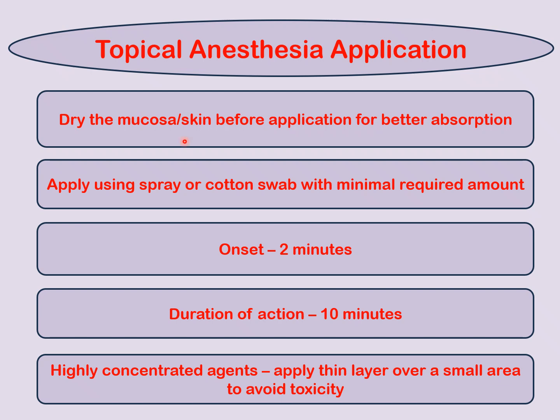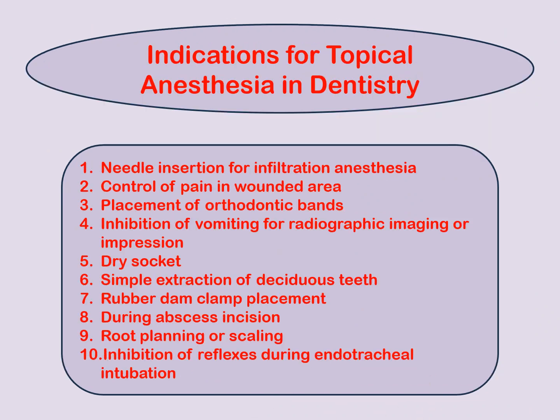So coming to how to apply topical anesthesia. Firstly, dry the mucosa or skin before application for better absorption. Apply using spray or cotton swab with minimal required amount. The usual onset time is around 2 minutes and duration of action is 10 minutes. So if the topical anesthesia is highly concentrated, apply thin layer over a small area to avoid toxicity.